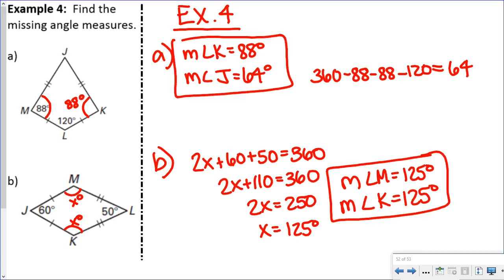Now, you might have done it a little differently. Maybe instead of setting up an equation, you just wrote 360 minus 110, got 250, and then did 250 divided by 2 to get 125. That's okay too if you didn't have it in this form.